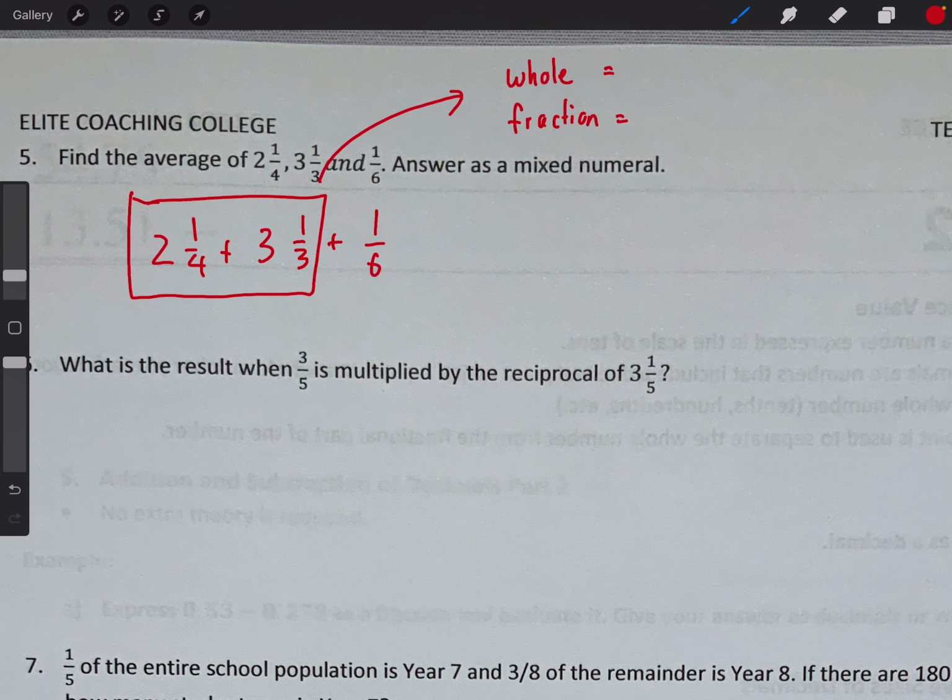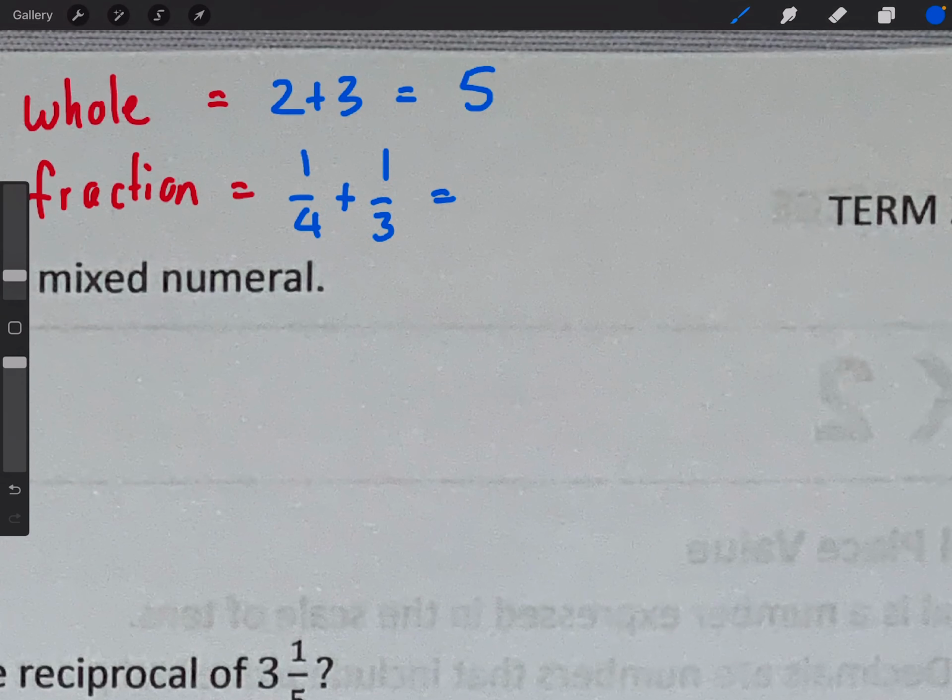So let's look at the whole numbers. What happens when we add the whole numbers? You got 2 plus 3, that gives us 5. Now let's look at the fractions. 1/4 plus 1/3. How do you add this? Well, we're gonna make the bottom number the same. That'll be 12, and that'll be 12. So times this by 3, times this by 3, times this by 4, times this by 4.